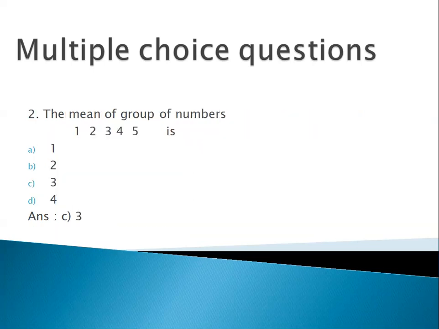The next question is the mean of the group of numbers 1, 2, 3, 4, 5 is 1, 2, 3 or 4. The correct answer is 3, that is option C. What you need to do is make a summation of all these numbers, 1 plus 2 plus 3 plus 4 plus 5, divided by the sample size, that is n is equal to 5.